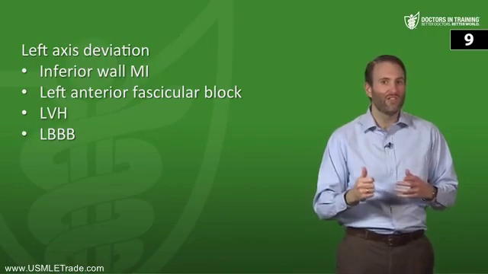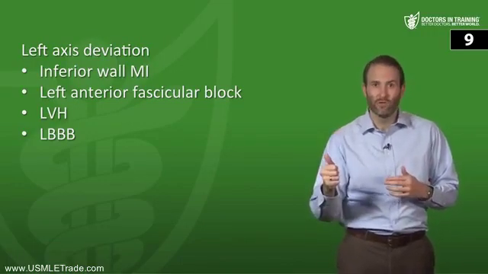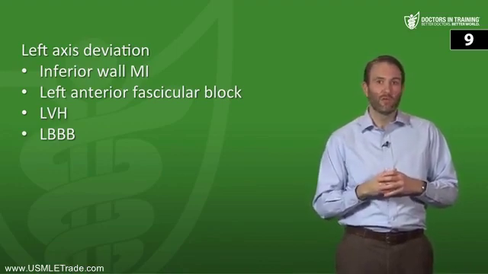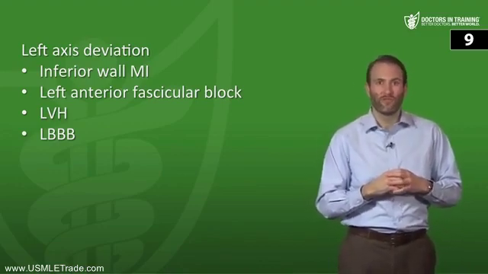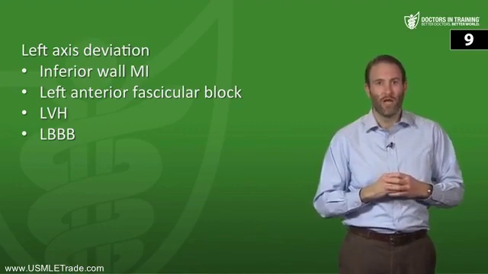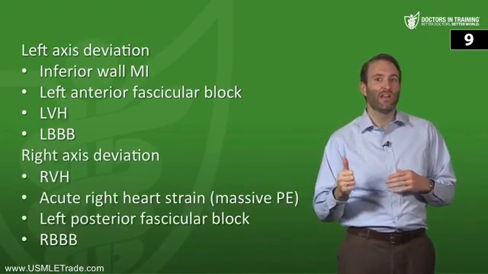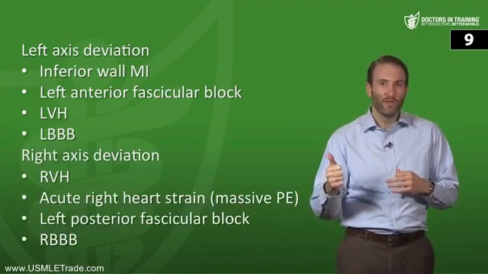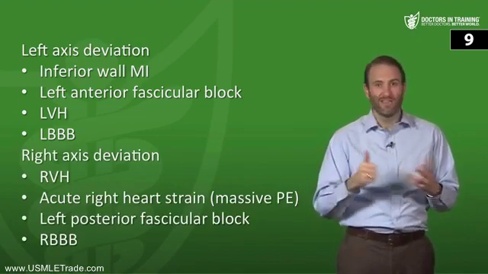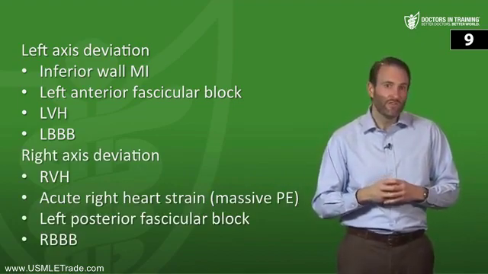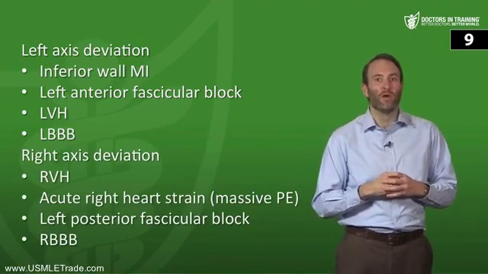Next question. What are the most common causes of left axis and right axis deviation? So remember, for left axis deviation, you've got to think about inferior wall myocardial infarction, left anterior fascicular block, left ventricular hypertrophy, and left bundle branch block. For right axis deviation, you've got to think about right ventricular hypertrophy, acute right heart strain like a massive PE, left posterior fascicular block, and then maybe a right bundle branch block.